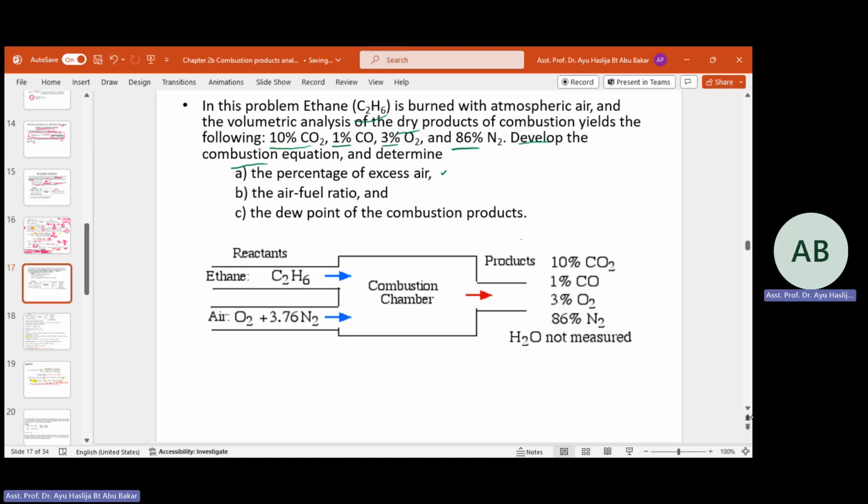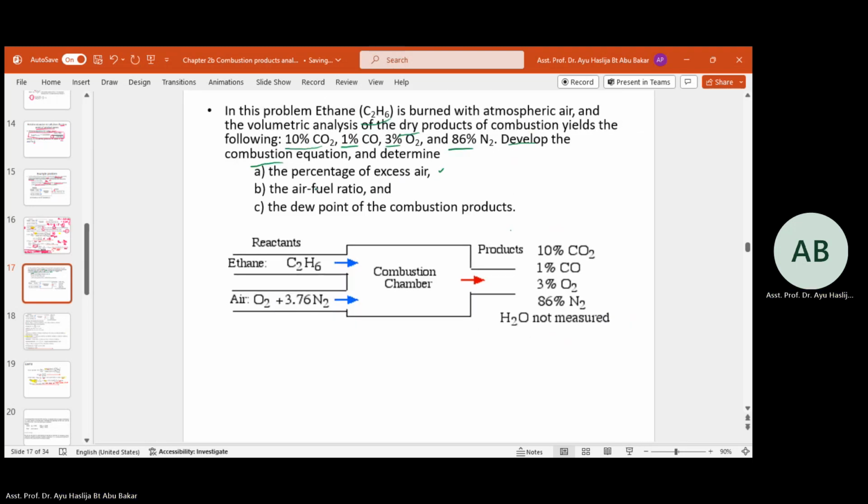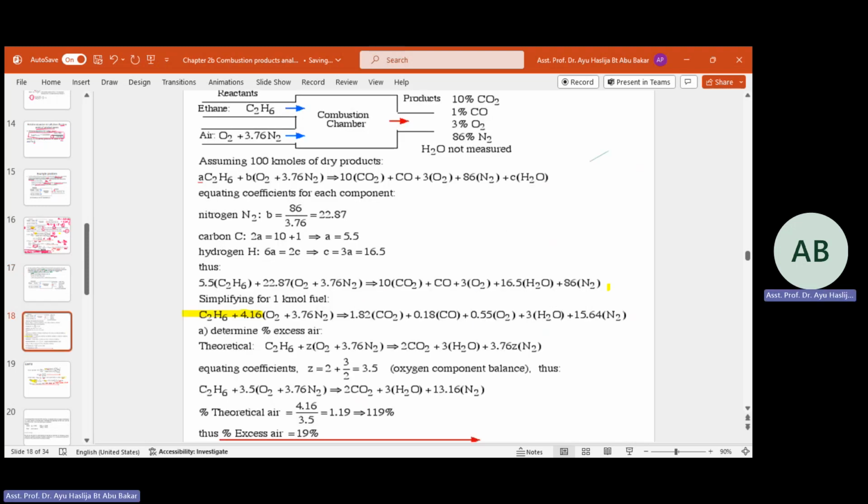Now here it gives you the dry product. Okay, ethane, fuel, and air, and dry. So H2O is not measured in the dry. Okay, notice that you have CO in the product. Okay, so meaning that this is incomplete combustion. So less air. Okay, then we go step by step on the solution over here.